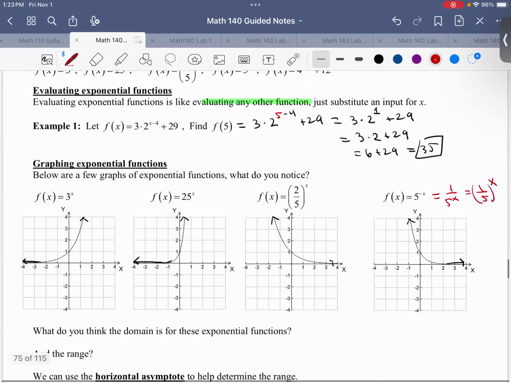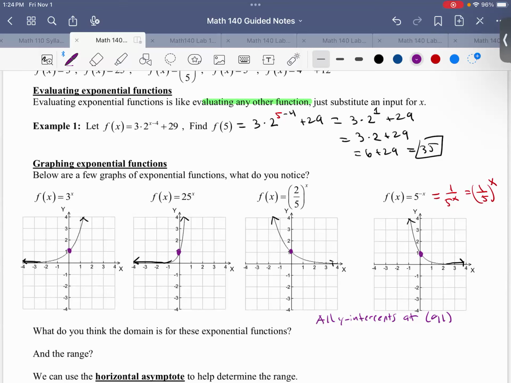So what are some things that we notice about these graphs? Some things we notice is that all of the y-intercepts are at 0, comma 1. All y-intercepts are at the point 0, comma 1.